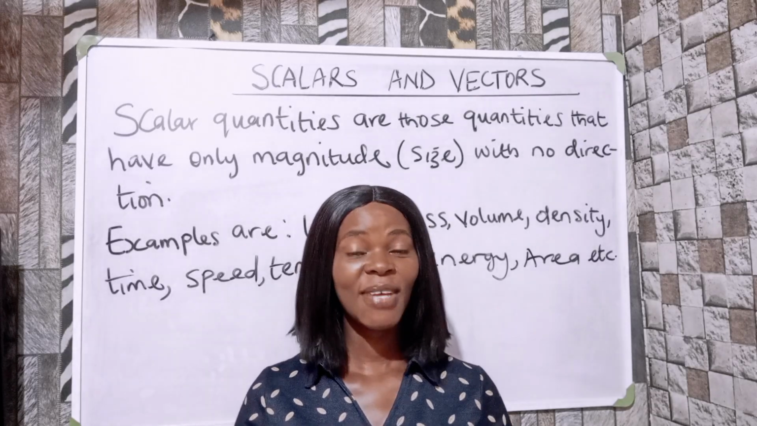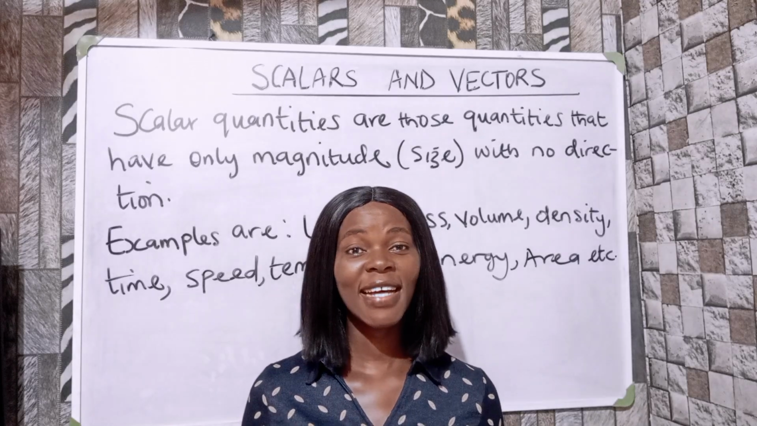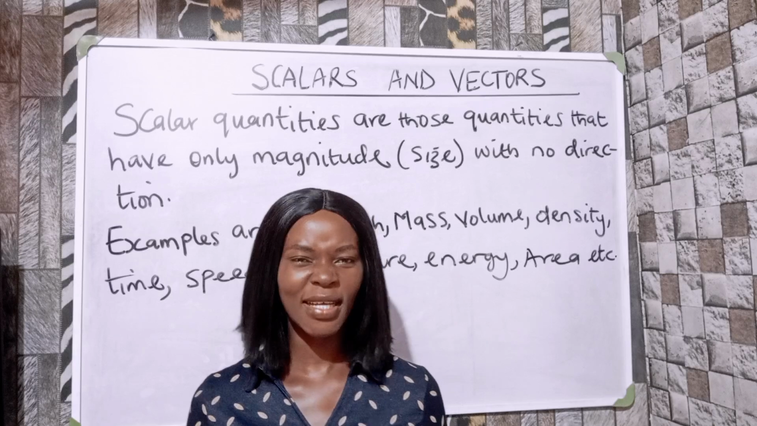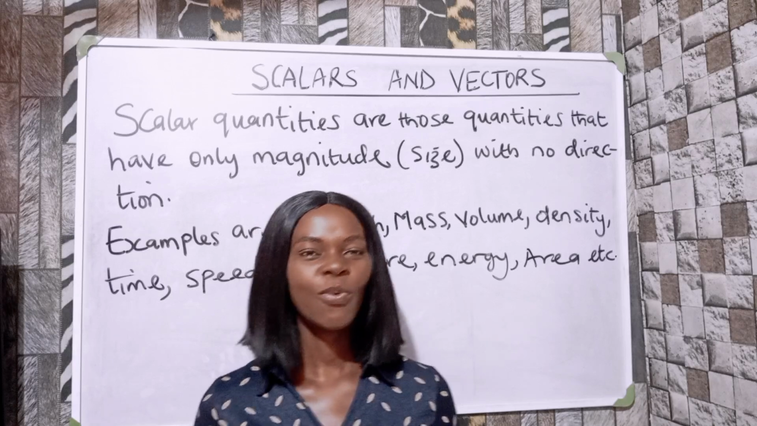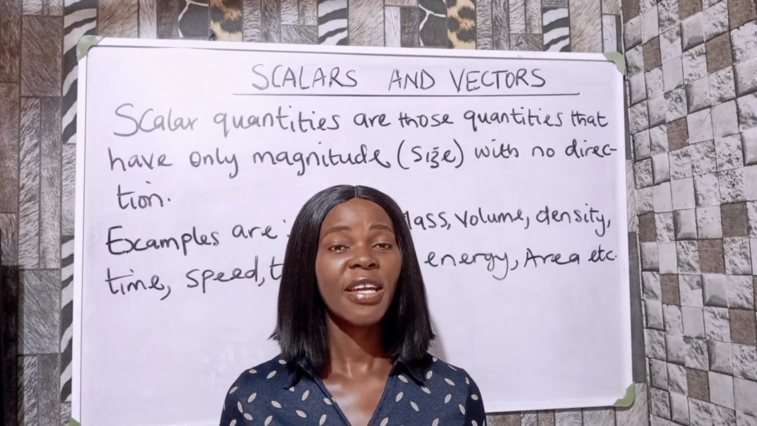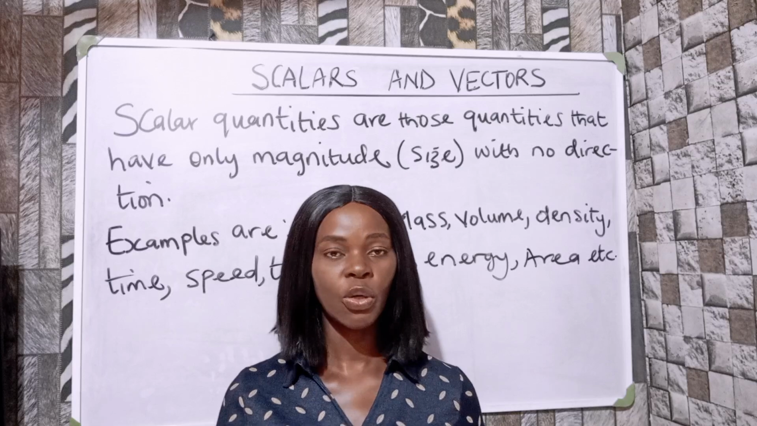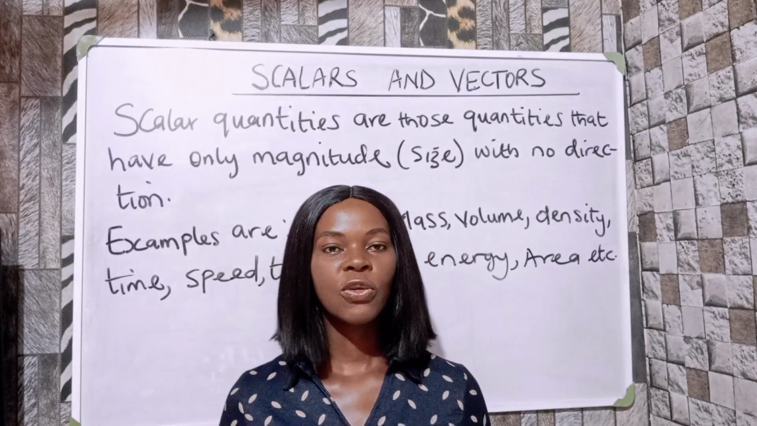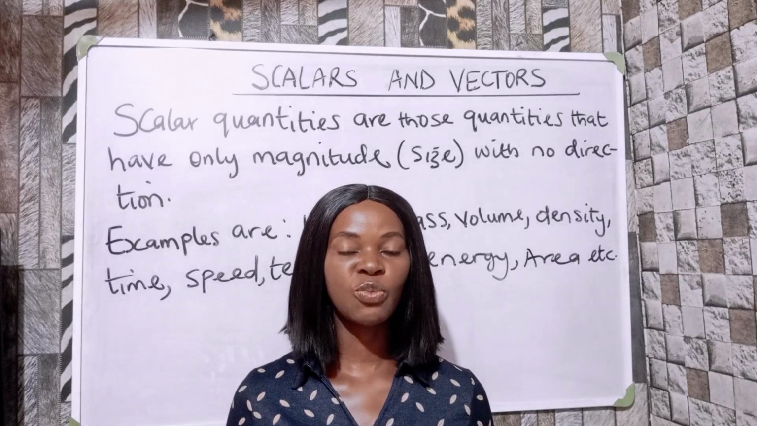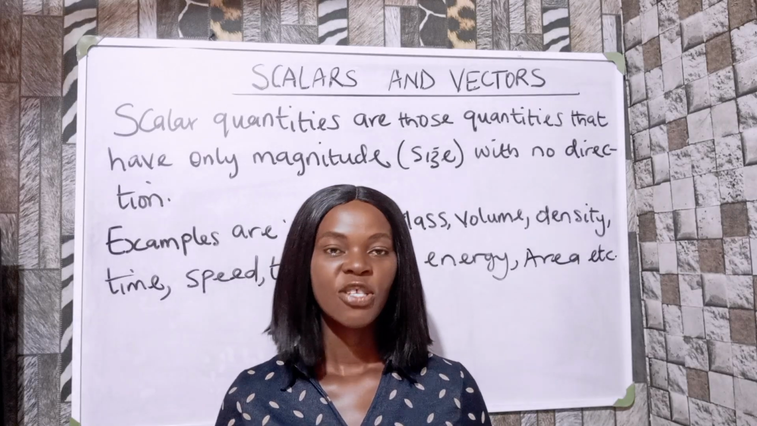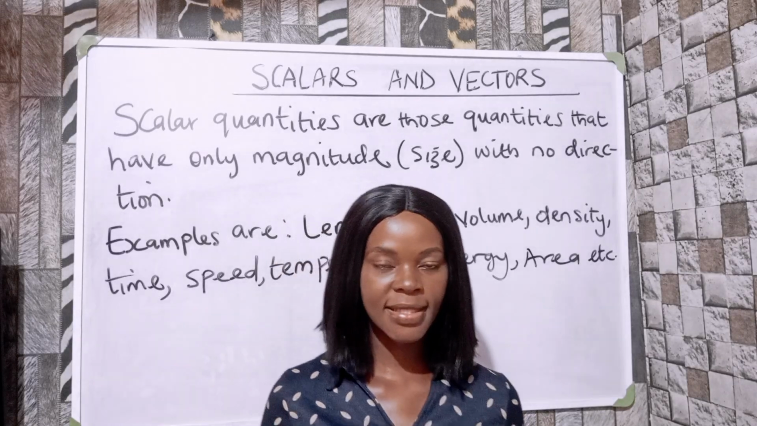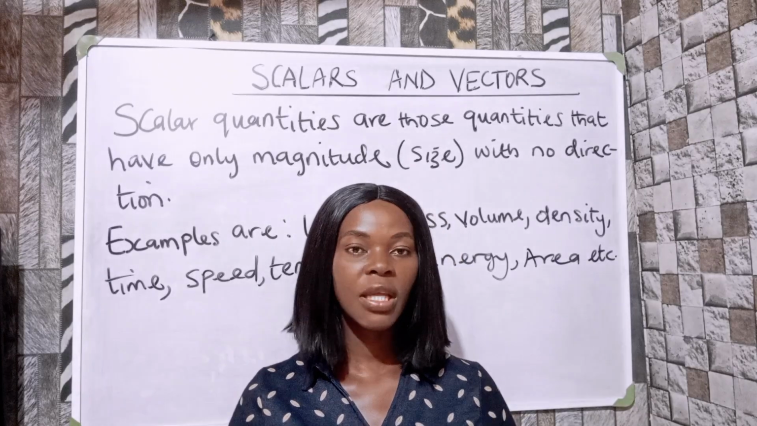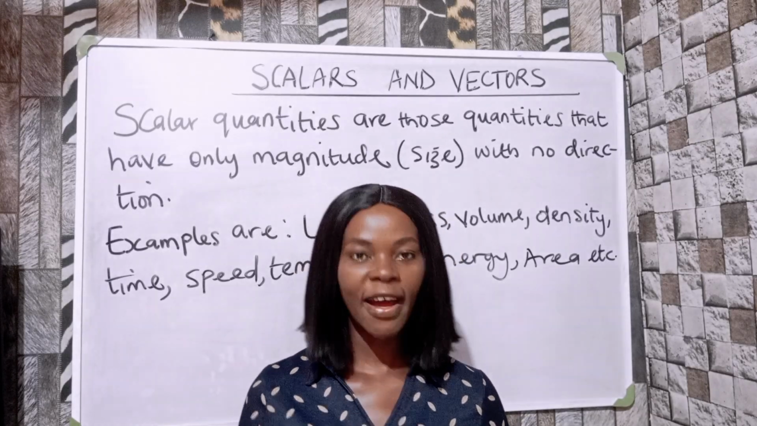Today, we are going to look at scalars and vectors. Scalar quantities. So what are scalar quantities? Some quantities have magnitude or size. They can be measured by their magnitude or size, but they don't have direction. So such quantities are said to be scalar quantities. In other words, scalar quantities are those quantities that have only magnitude with no direction.